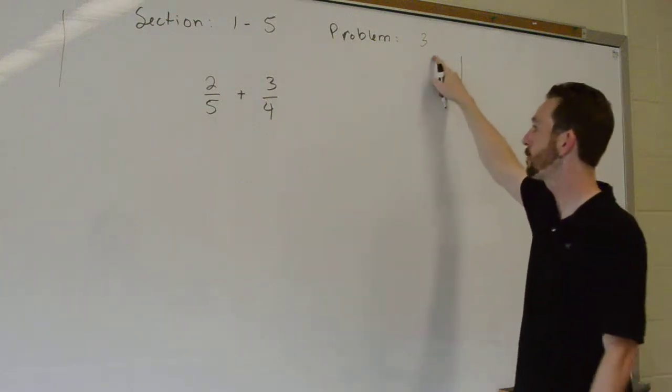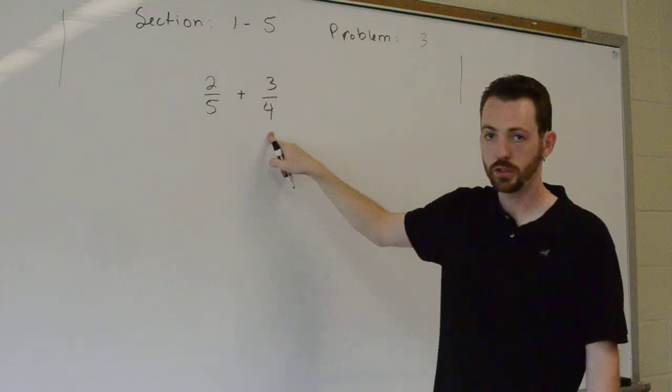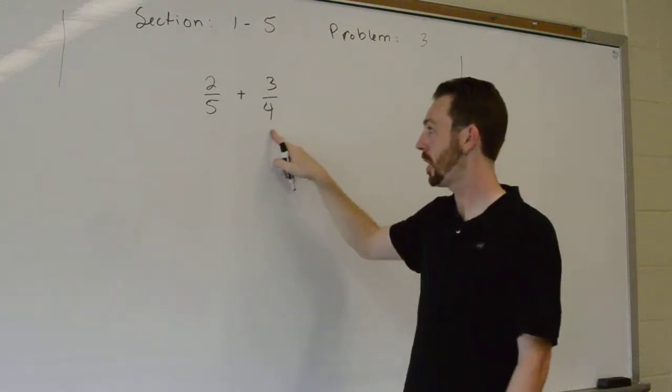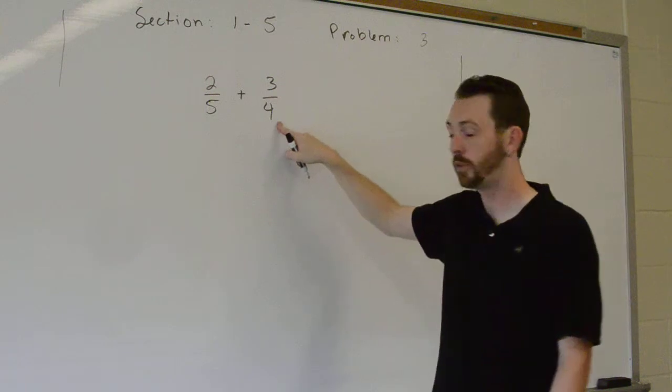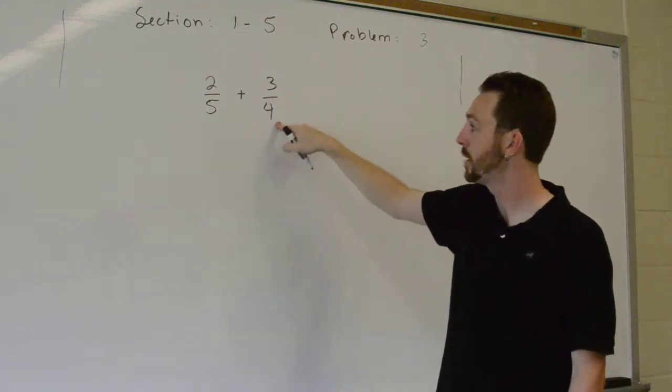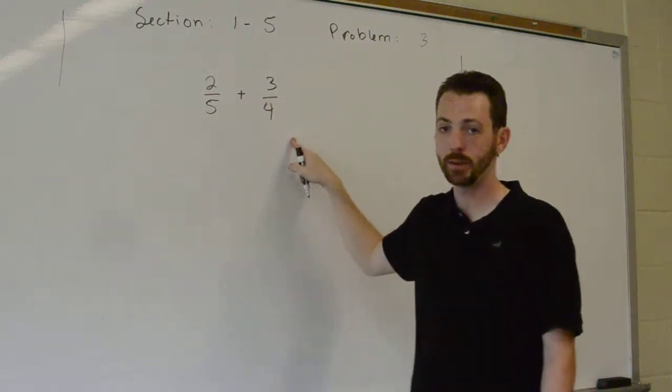Section 1.5, problem number 3, we're adding two fractions together. Whenever we're adding fractions together, we always want to look at the denominators and see if they're the same. Here we have a 5 and a 4, so they are not the same. So we need to change them into having a common denominator.